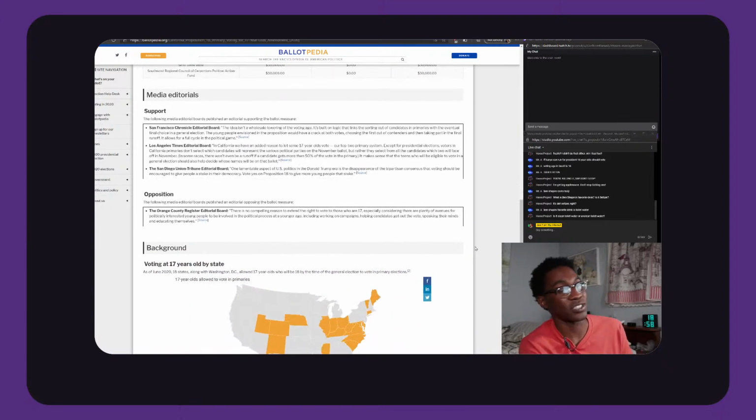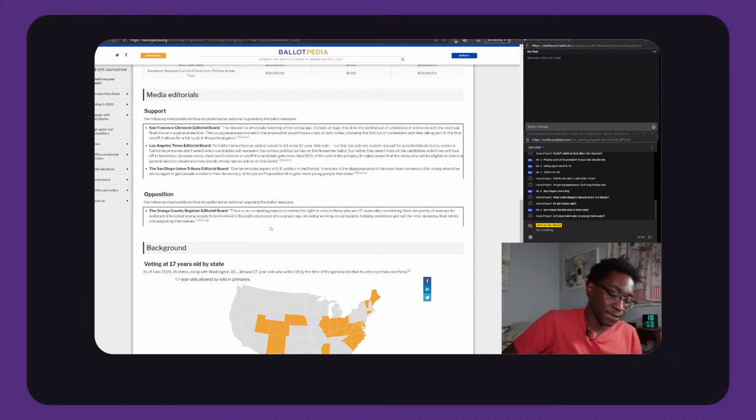Orange County Register tends to lean conservative naturally. Says there's no compelling reason to extend the right to vote to those who are age 17, especially considering there are plenty of avenues for politically interested young people to get involved in the political process. Yes, there are, but how many people, again, there are a number of avenues to get involved in the political process that have nothing to do with voting.